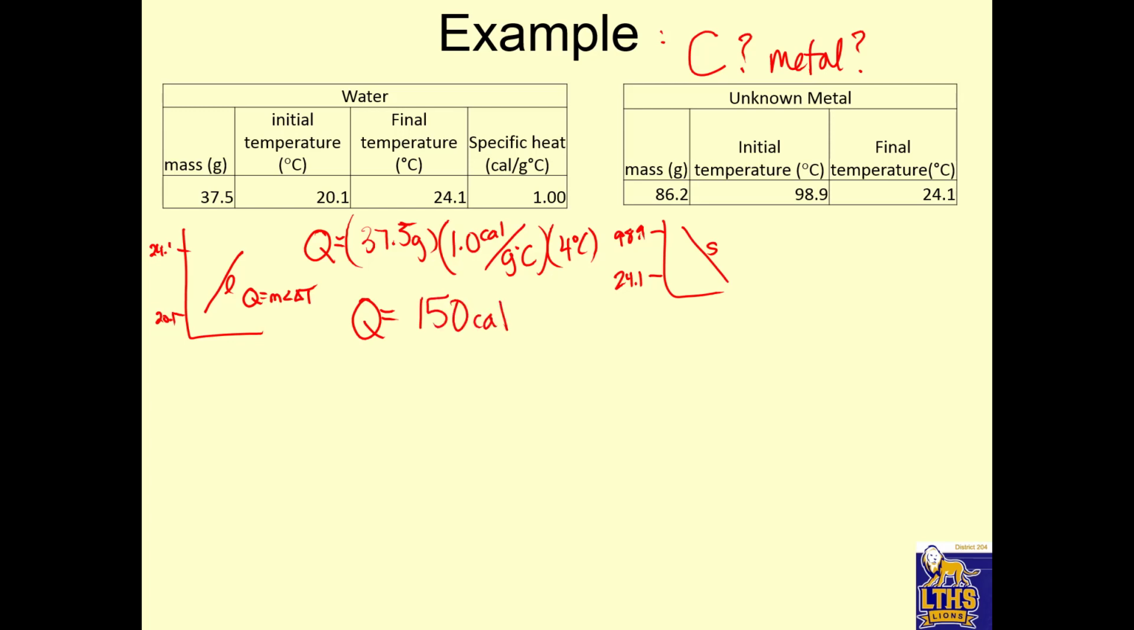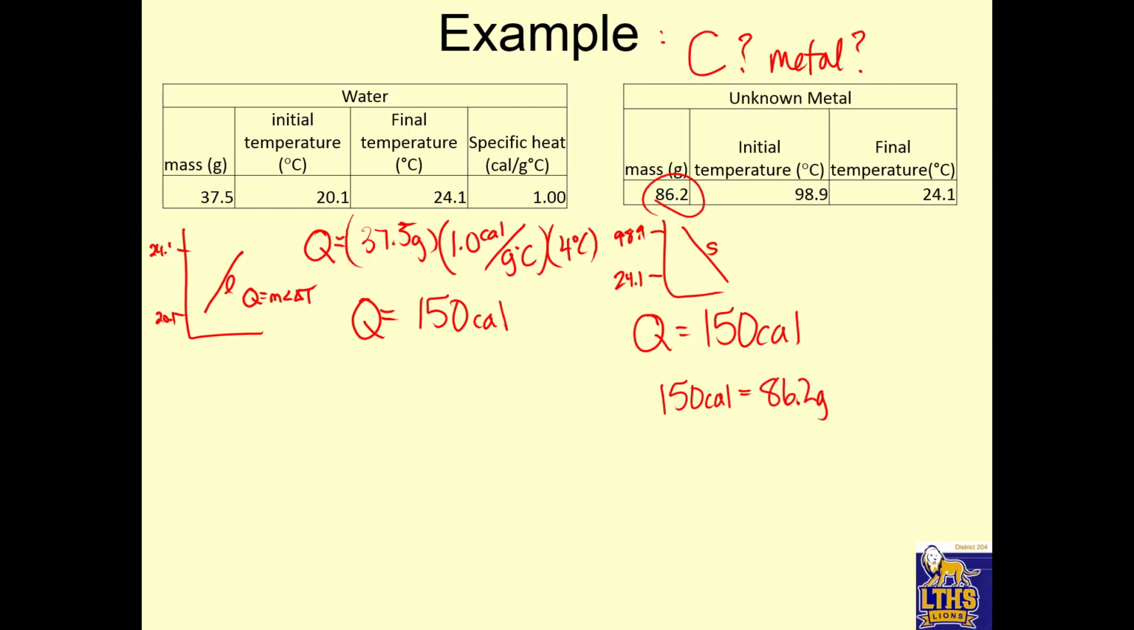We're going to get the heat from the metal. So we found the Q for this, which is the Q for that. Yay, we can use it again. Q equals 150. Why? Because that's how much heat the water took in, so that's how much heat the metal gave off. What are we trying to find over here? Well, we know the mass. So we know the Q is 150 calories. We know the mass is 86.2 grams.